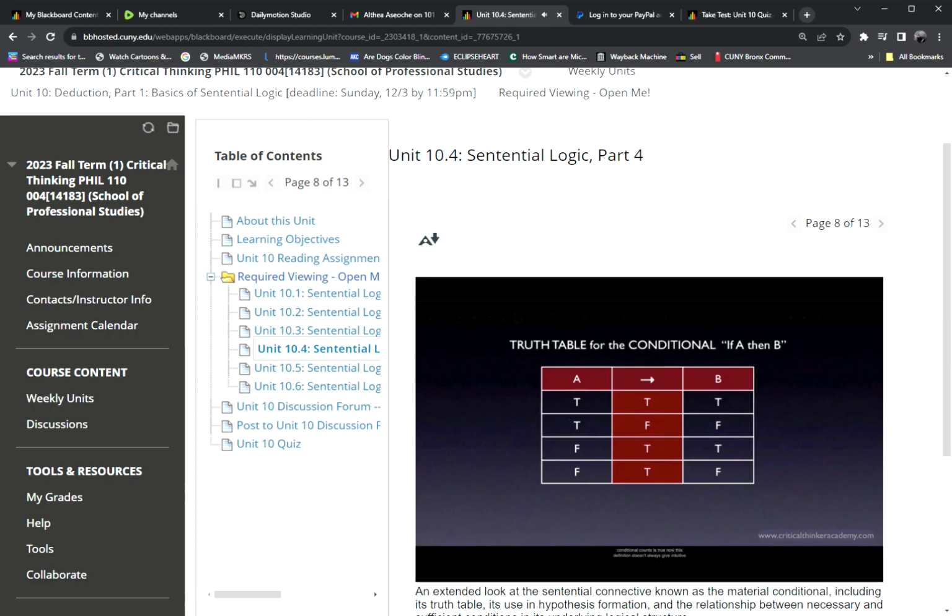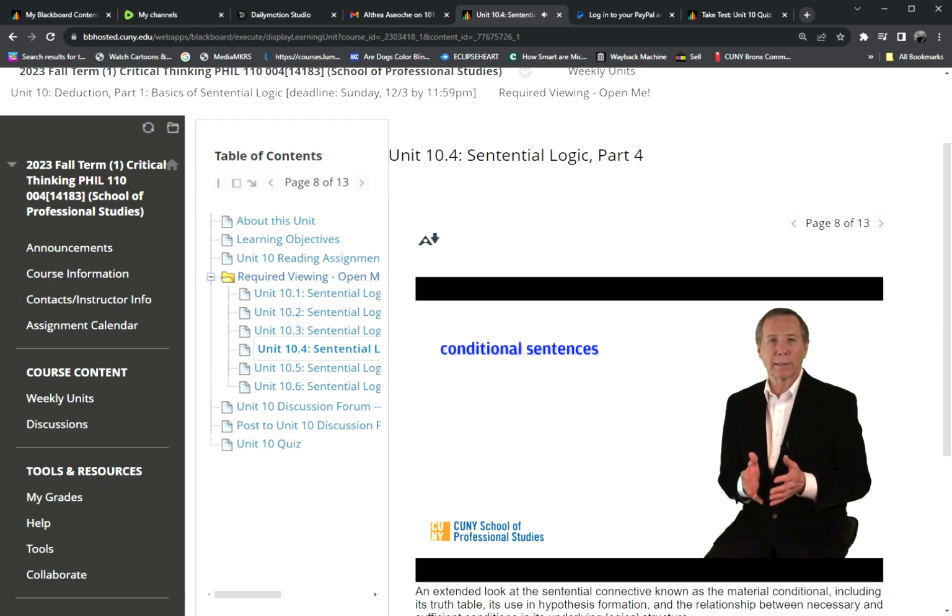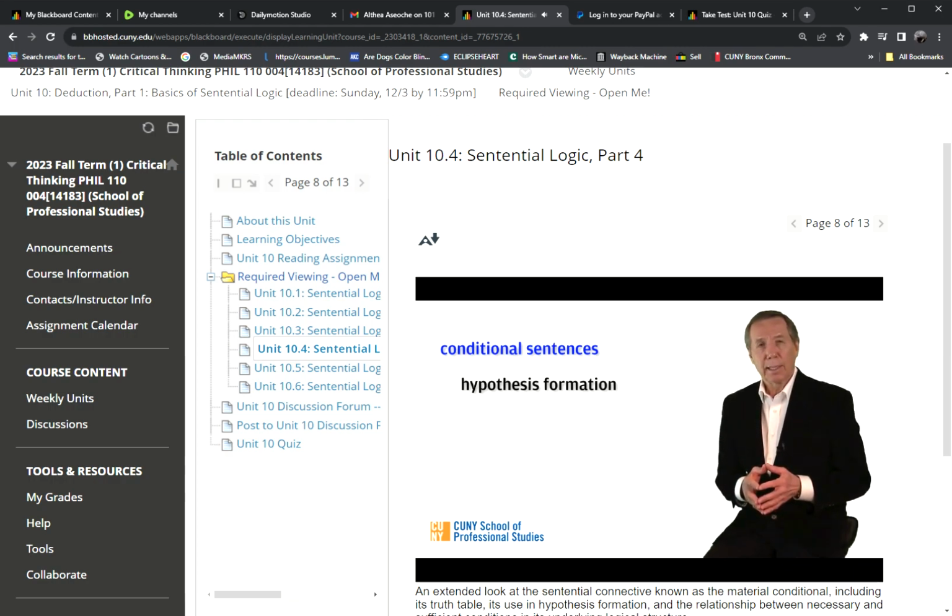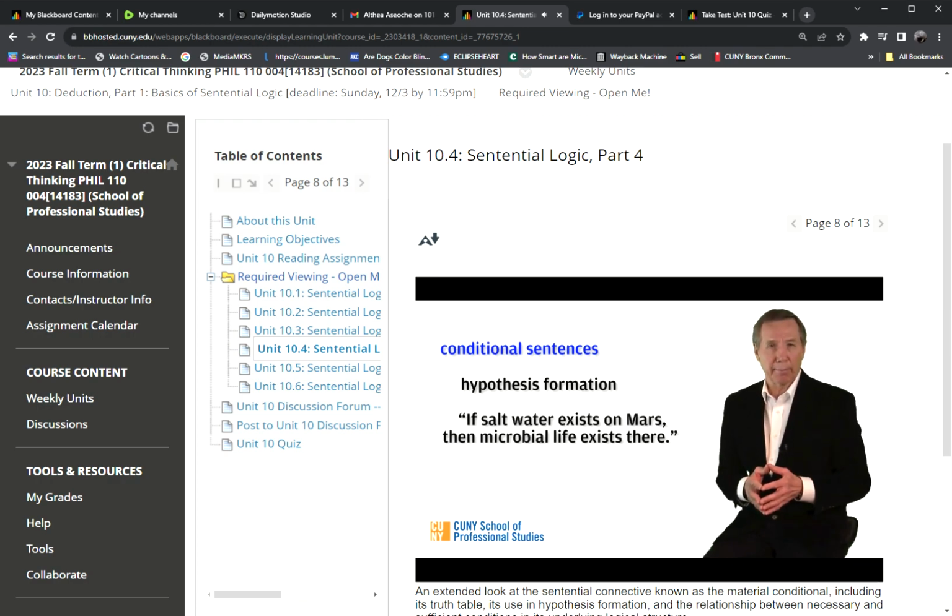Now, this definition doesn't always give intuitive results about how to interpret language that uses conditionals. But for purposes of doing propositional logic, it gets it right in all the cases that matter. Conditionals are extremely important in the sciences, where they play a central role in hypothesis formation. Here's an example. If salt water exists on Mars, then microbial life exists there. This is clearly hypothetical. How would we test it?